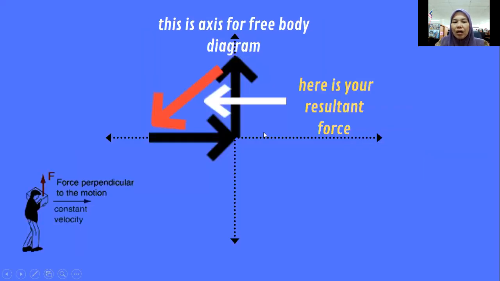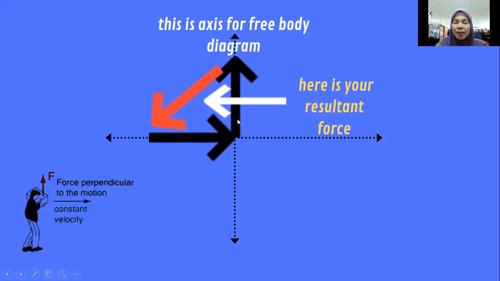So we have forces perpendicular to each other. We consider the upward force as F1 and the other force to the right as F2. You have to make sure the vectors of the forces are in the same direction as the motion. One force is acting upward and the second force acting to the right. So how to find the resultant force?